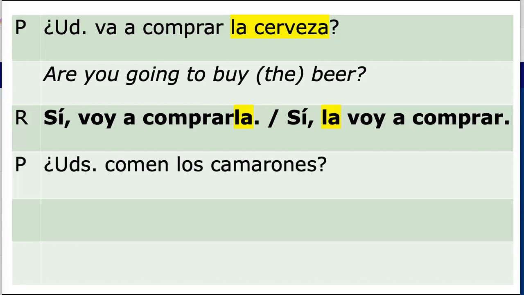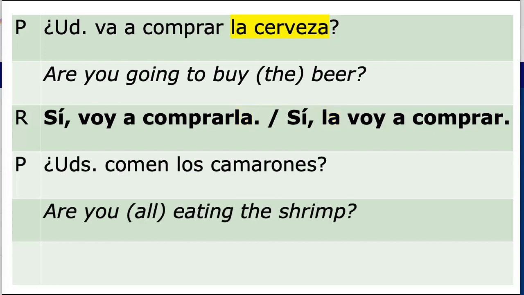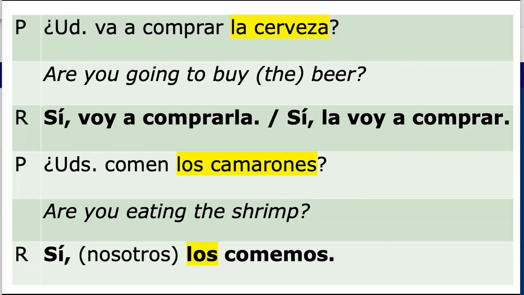¿Ustedes comen los camarones? And what does this mean? Are you all eating the shrimp? And again, I want you to answer, yes, we are eating them. What's the direct object? Camarones. Give you a second to think of your answer. Sí, los comemos. Now notice there was only one verb, so there's only one choice of where we put the direct object pronoun.